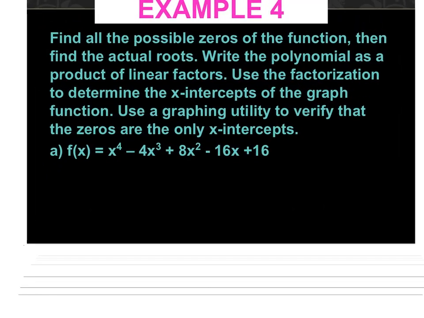Let's see. Find all the possible zeros. So that means to factor. So what do I do? It's the first thing we look for. If we're going to factor, what's the first thing we look for? Greatest common factor. Is there one? No. Is this a trinomial? No. Is it 4 terms that I can group? No. So what do? Can't do the quadratic formula because there's a bigger exponent than 2. Good thinking.